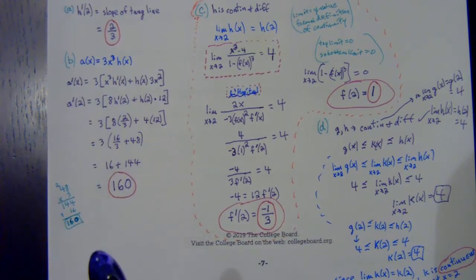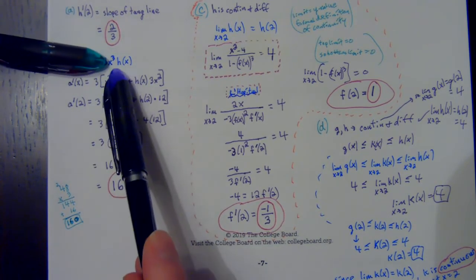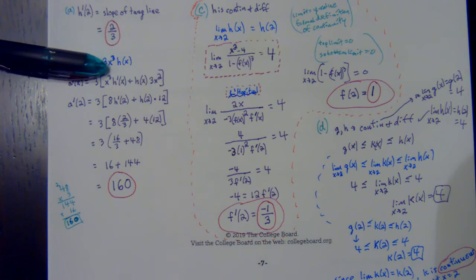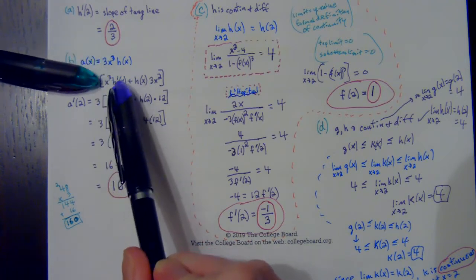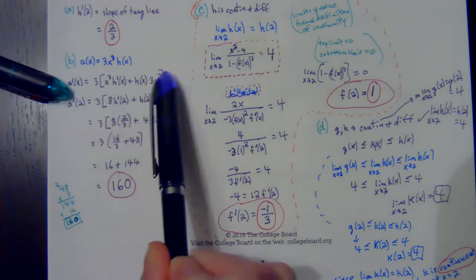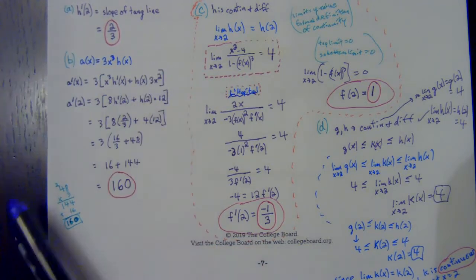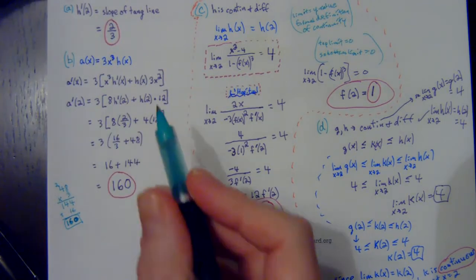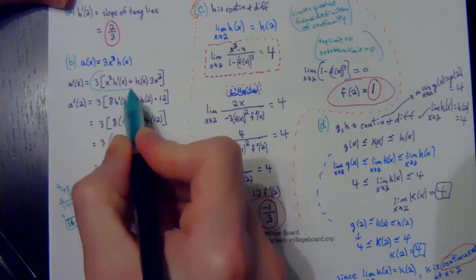And then I did a product rule just with the x cubed as my first function and the h of x as my second function. So I did first times the derivative of the second plus the second times the derivative of the first. And then there's the expression for a prime of x. So they did want that as your first part of your answer right there.